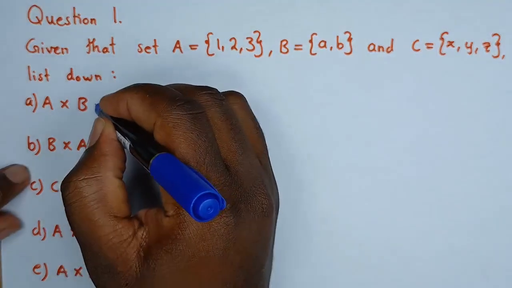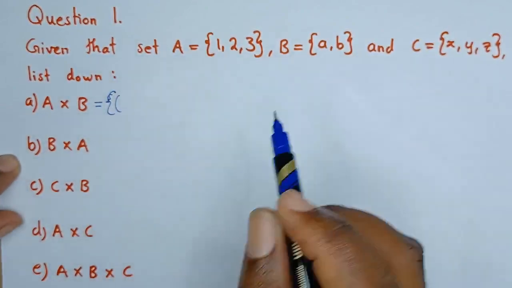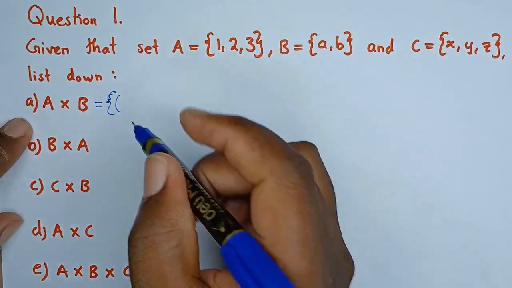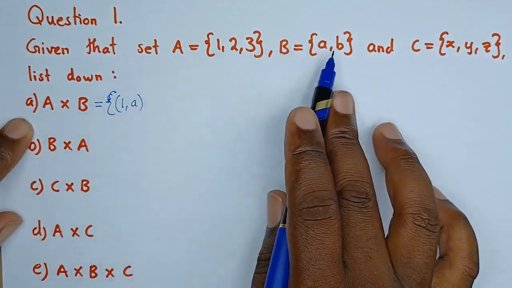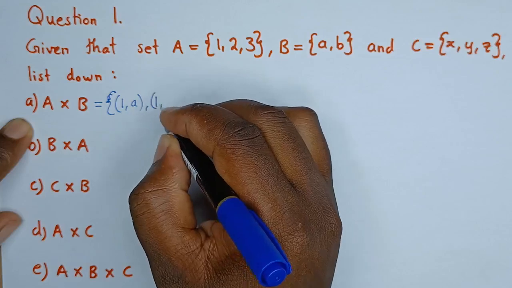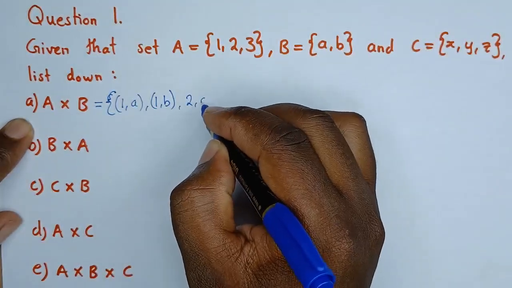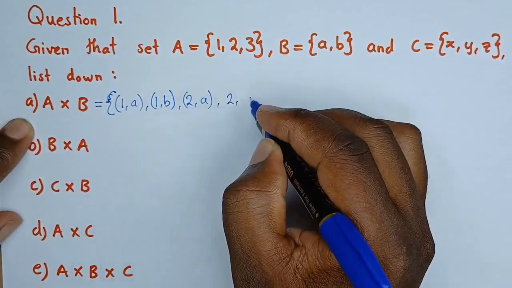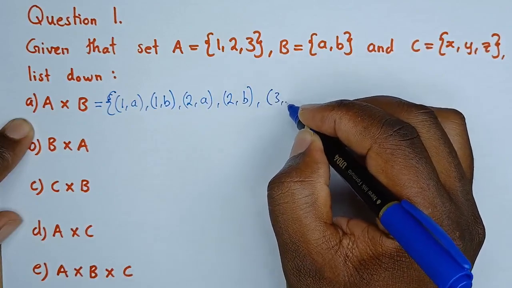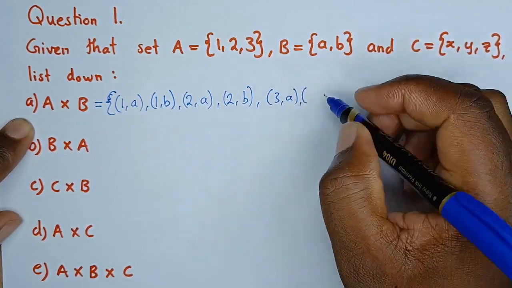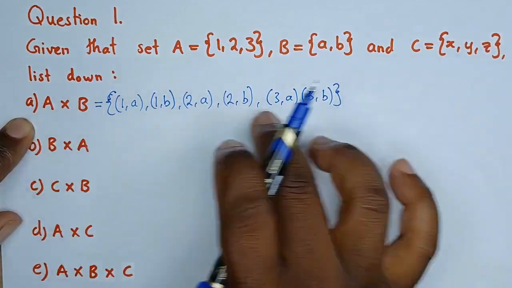So A times B, let's go ahead with it. Every element in A times every element in B. So that's 1 times a, 1 times b. Then we move on to 2 times a, 2 times b. Then we have 3 times a, and lastly 3 times b. So this gives us the Cartesian product of A and B.